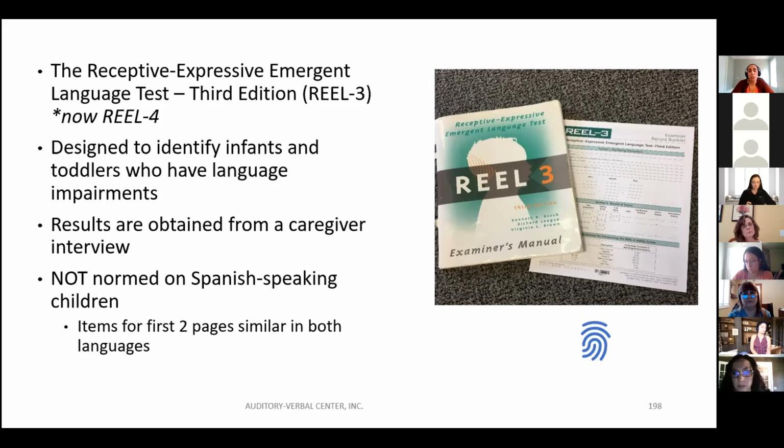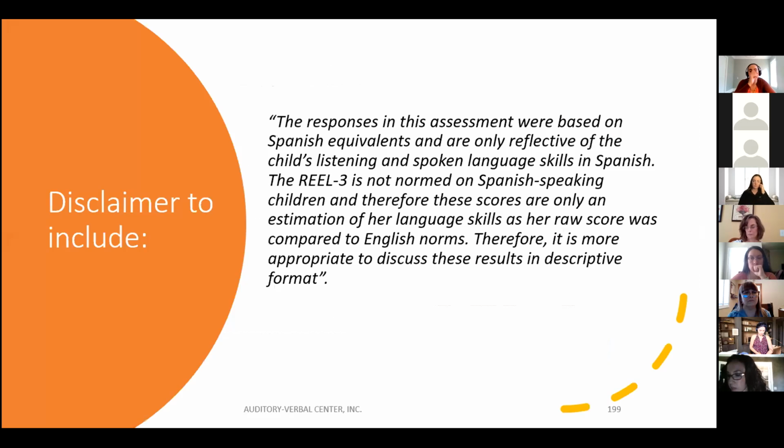It's not normed on Spanish-speaking children, but because we don't really have other great options, I tend to use it up until the second to last page, or towards the bottom, where it gets more specific to English. Basically I use it until the child is 2, 2.5, just because we really don't have other great options. But I always put in a disclaimer, a full paragraph, you're welcome to copy it word for word, that the responses are based only on Spanish equivalents and are reflective of the child's listening and spoken language skills in Spanish. Or you can say this child is exposed to both English and Spanish, and these responses are reflective of their language competency in both languages.